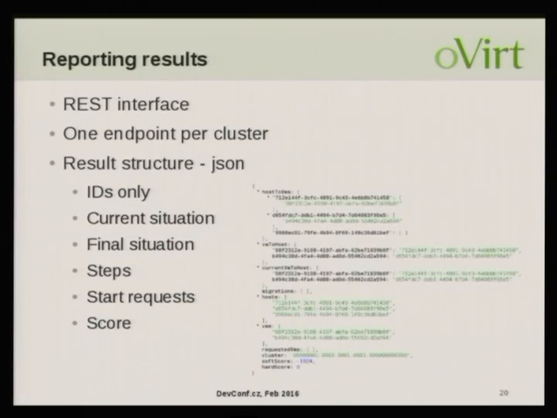Now, how do we report results? We have a REST interface. We have one endpoint per cluster. It's oVirt optimizer /results/cluster. It gives you JSON. I'm not sure how well you can read that because it's pretty small, but basically you get preprocessed settings. You get a preprocessed host to VM map. You have a preprocessed VM to host map. You have migration steps. You have the current situation. It's all done this way.